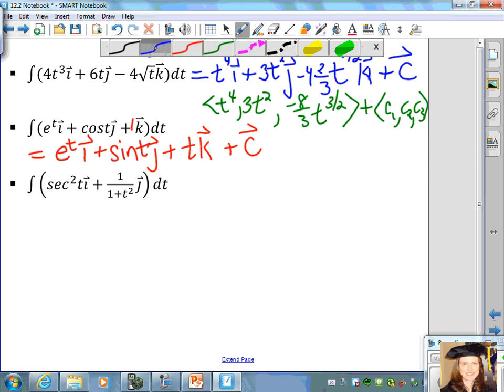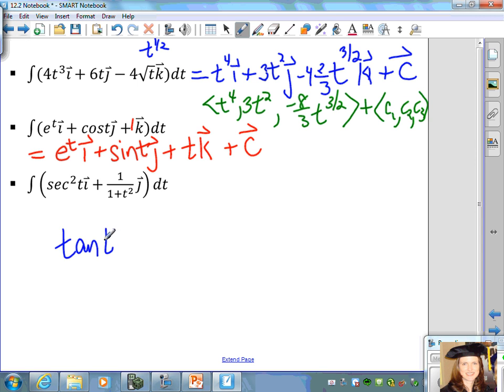Okay, for the last example on this slide, we want to find the antiderivative of the vector valued function secant squared t i plus 1 over 1 plus t squared j dt. We're going to integrate each of the components. The antiderivative of secant squared t is tangent t, that's your i component, plus the antiderivative of 1 over 1 plus t squared, that's your inverse tangent. So you can write it as arctan, or you can write it as tan inverse of t, that's your j component, plus your vector of constants, C.